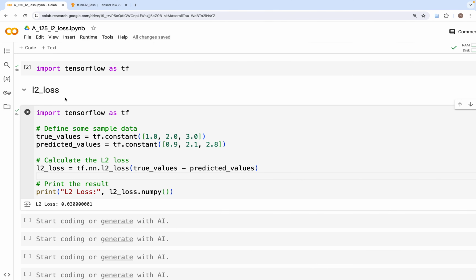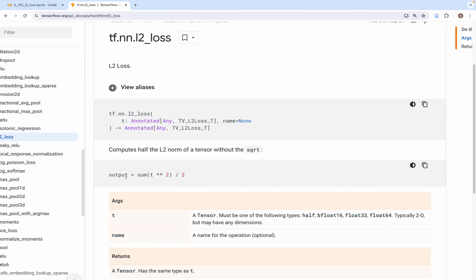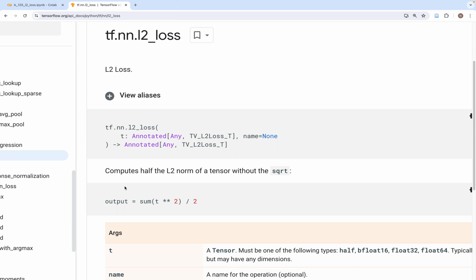Hello and welcome back. In this video, we are going to look at the L2 loss, how we can calculate it in TensorFlow. So this is the docs where we can see the formula that the L2 loss is calculated based on: output is equal to sum of t squared divided by 2.